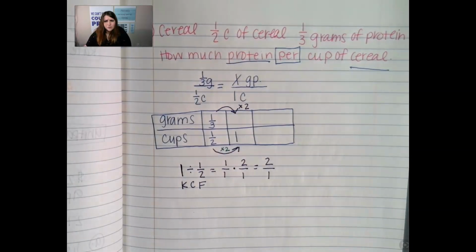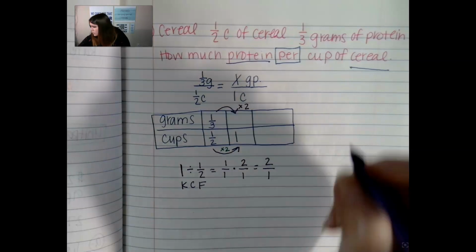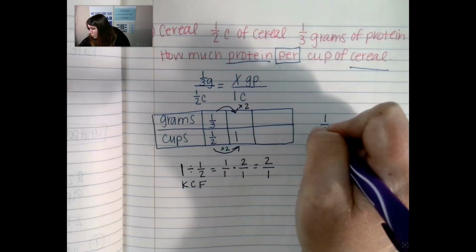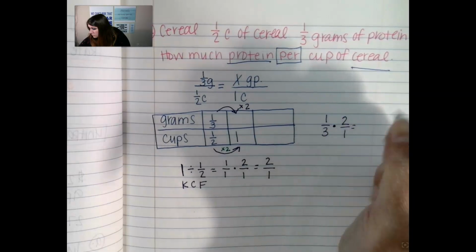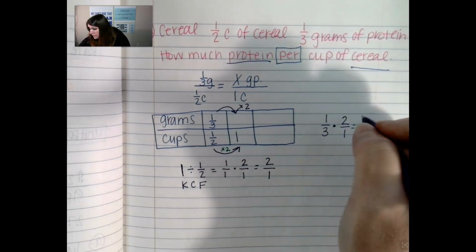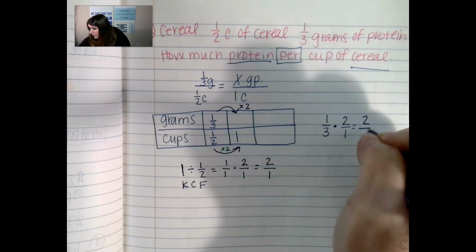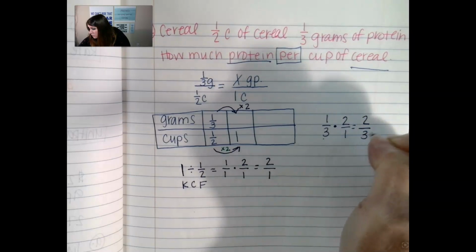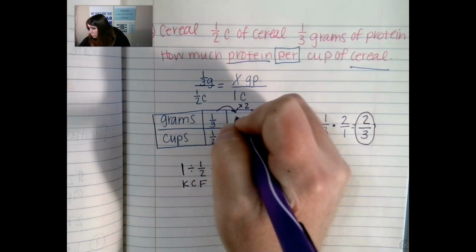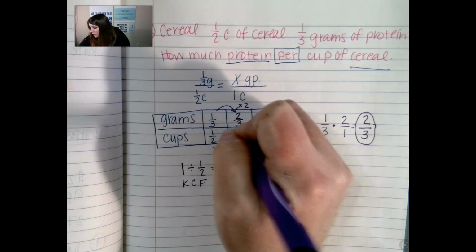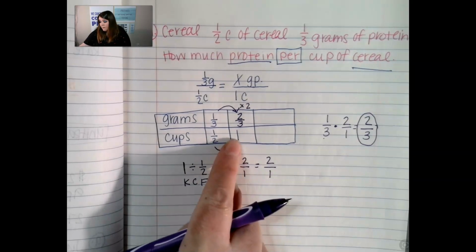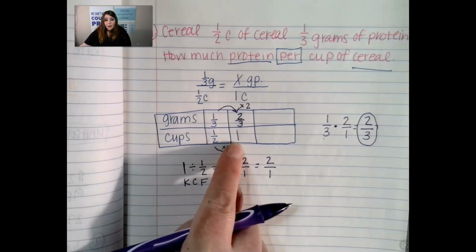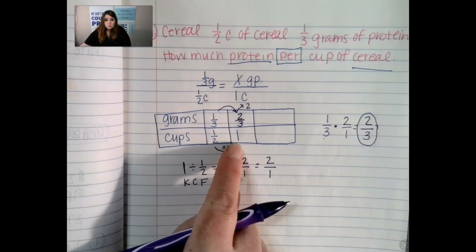Okay, well, what is 1/3 times 2? Well, let's figure that out. 1/3 times 2/1. 1 times 2 is 2, and 3 times 1 is 3. So I have 2/3 cups, or 2/3 grams of protein, for every 1 cup of cereal.